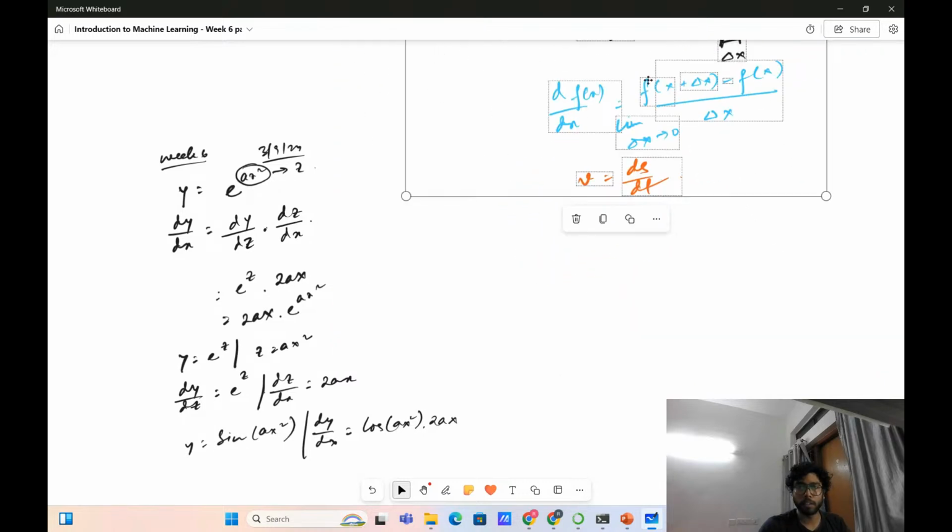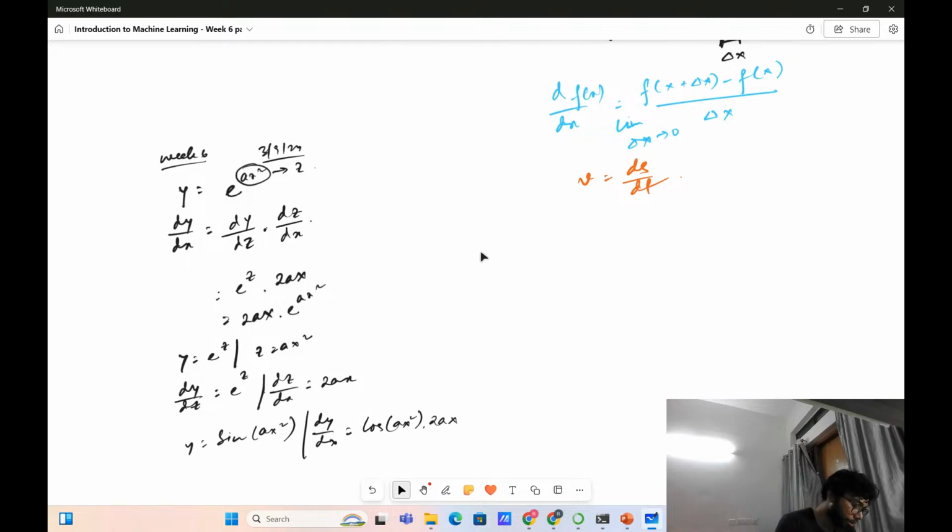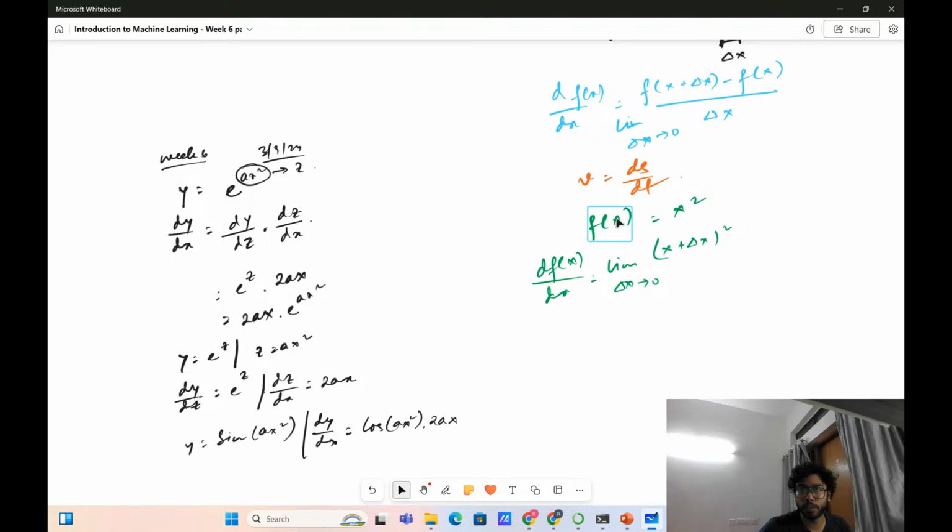Okay, so let's see this formula first. I'll just use this formula to calculate the derivative of x square. Let's say your f(x) is x square. So what is the derivative? df(x)/dx equals limit delta x tends to 0 of (x plus delta x) whole square. You just take f of x plus delta x, so you replace x with x plus delta x. That will become (x plus delta x) whole square. Now the second term is minus f of x. f of x is x square, right? Divided by delta x, right?